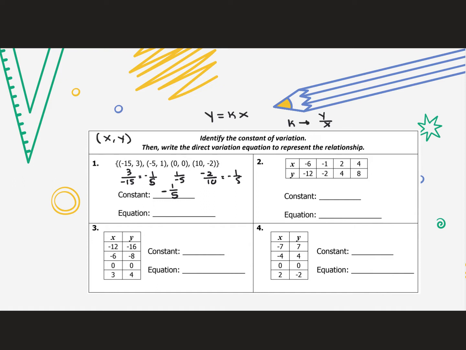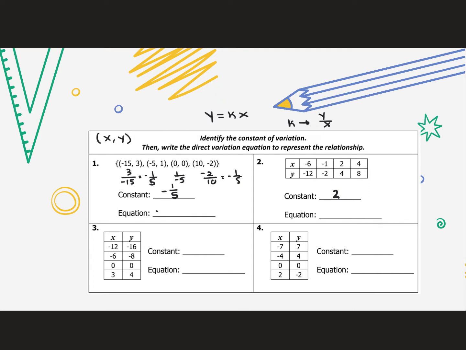All right, let's look at the table. Doing the exact same thing, we're going to put our y values over our x values. So if we have negative 12 over negative 6, that is going to give us a positive 2. Negative 2 over negative 1 gives us a positive 2. 4 divided by 2 gives us a positive 2. And 8 divided by 4 gives us a positive 2.